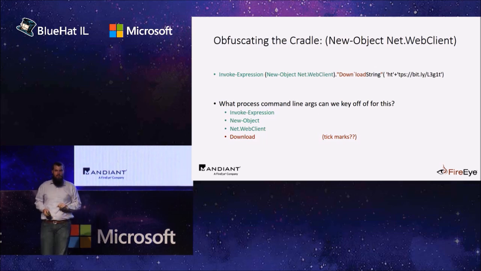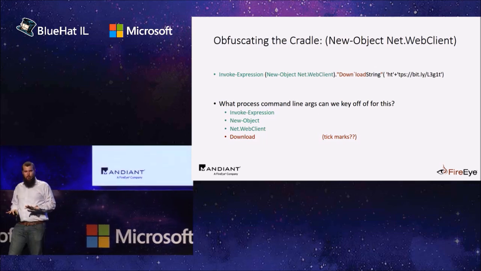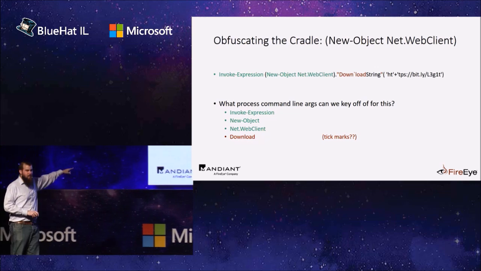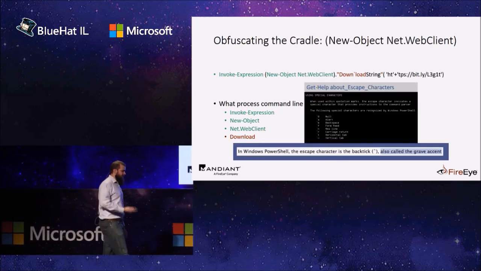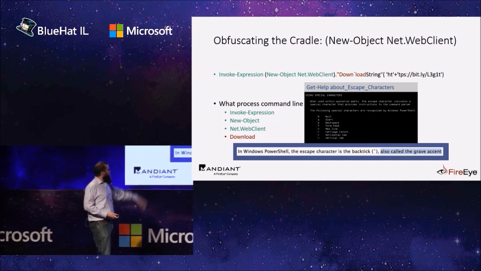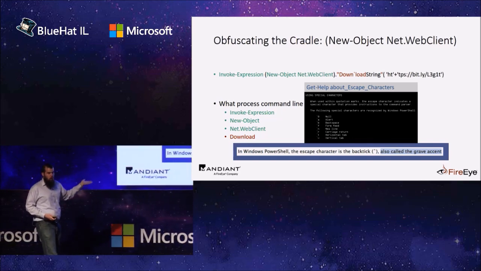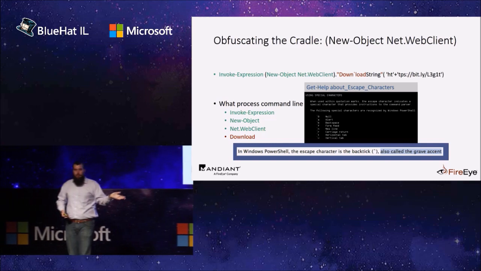Tick mark. Code executes perfectly fine. That breaks our detection. Now, why does this work? Well, the tick mark is an escape character for PowerShell. Usually it's used for things like tick 0 to be null, or tick B, tick N for new line, stuff like that.